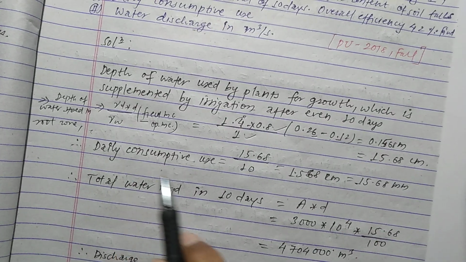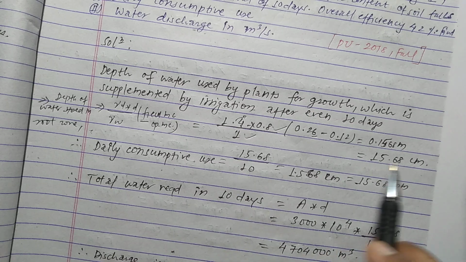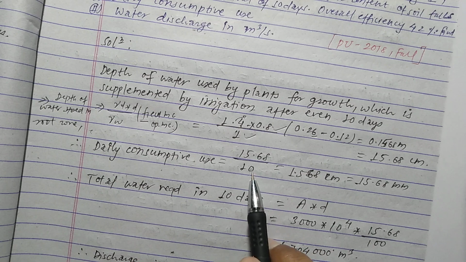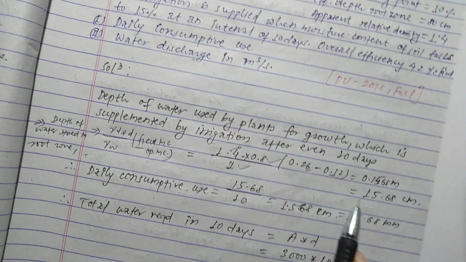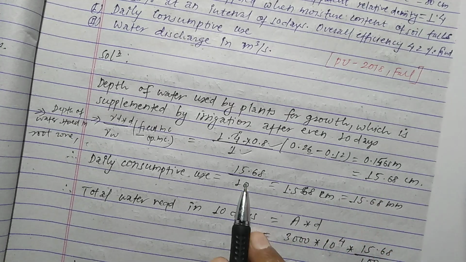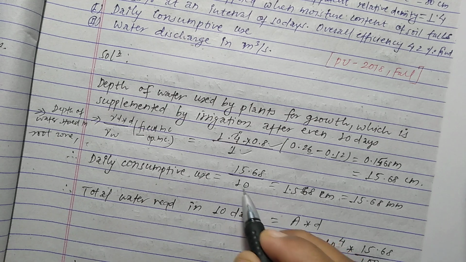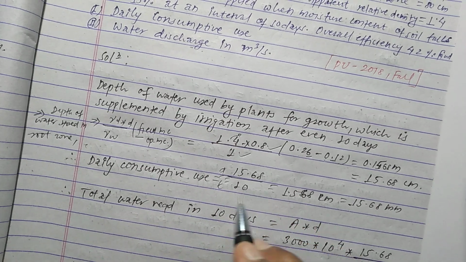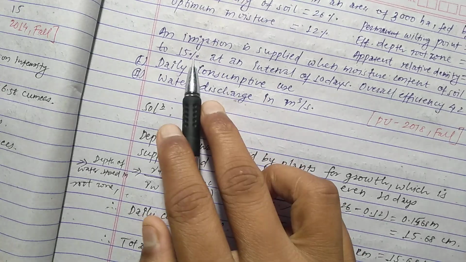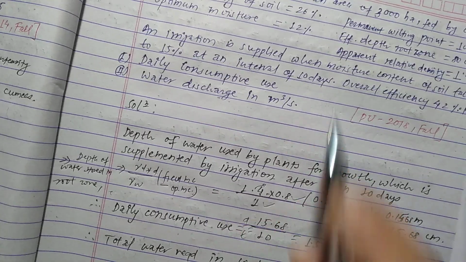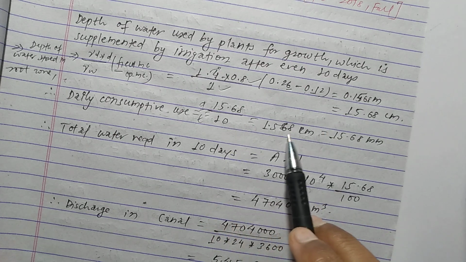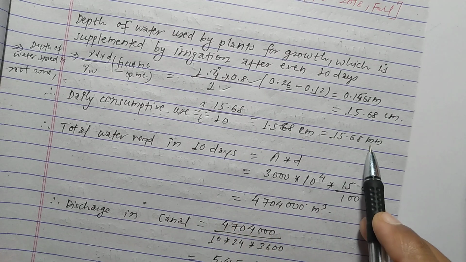So daily consumption is, we have to divide this value by the total time interval given here, 10 days. So this depth by time equals 15.68 by 10. 10 is given in the question, you can see here, at an interval of 10 days. After keeping this value, we get 1.568 cm, that is 15.68 mm.